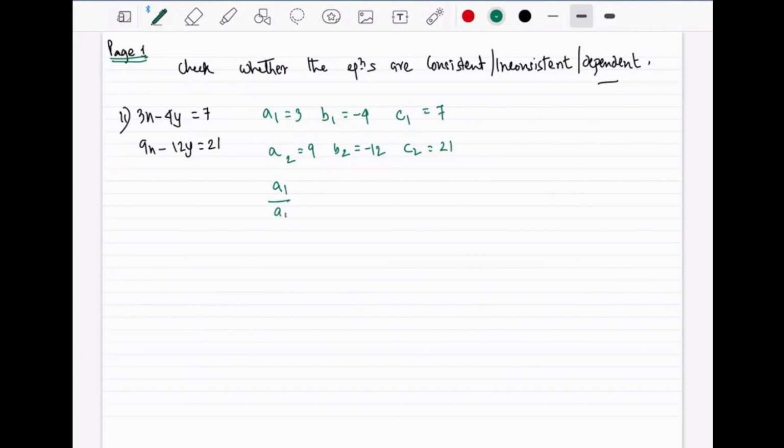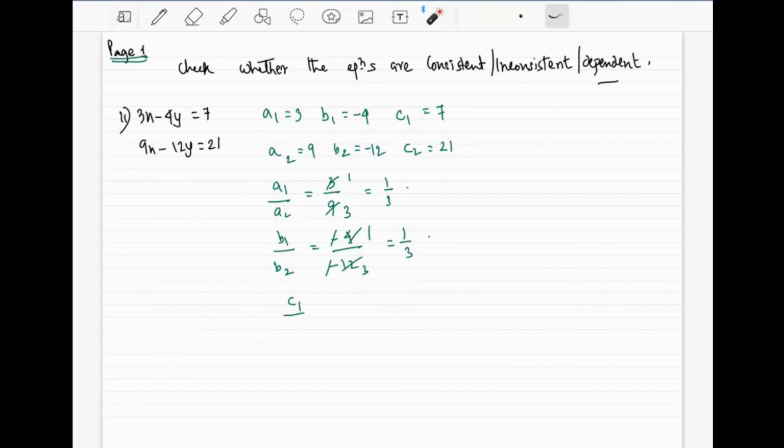Calculate the A1 by A2. This is 3 by 9. You have to cancel whatever you can. Okay, 3 ones are 3, 3 threes are 9. So we have got 1 by 3. What about B1 by B2? We've got minus 4 divided by minus 12. Cancel the minus sign. 4 ones are 4, 4 threes are 12. Do the same thing for C1 by C2.